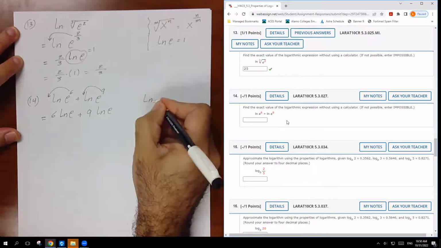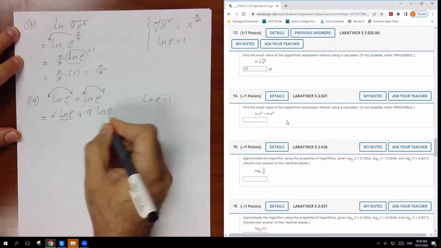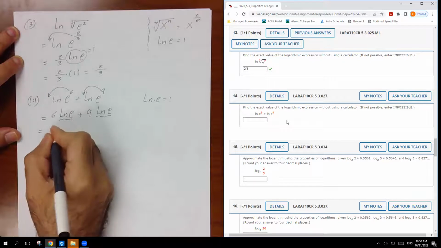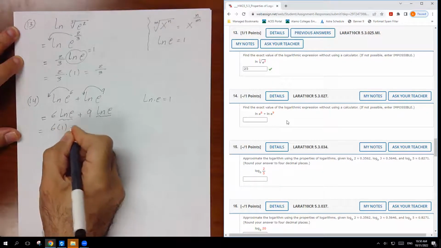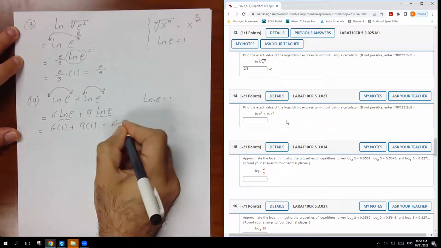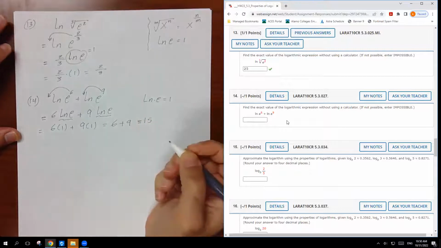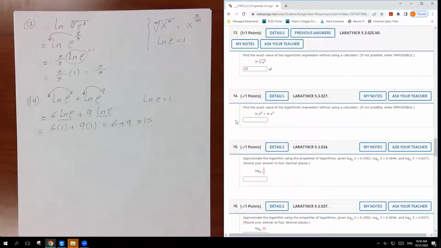Ln e equals 1. So this one is equal to 1, and this one equals 1. So it's going to be 6 times 1 plus 9 times 1, which is equal to 6 plus 9, which is equal to 15. So the result for example 14 is going to be 15.